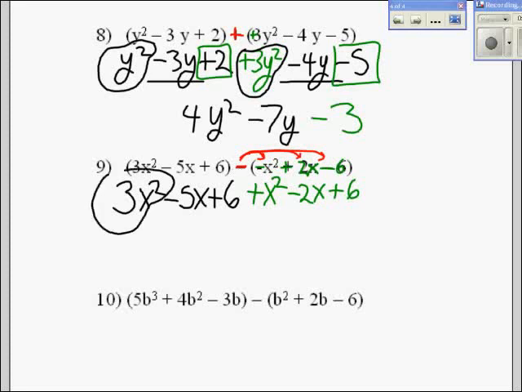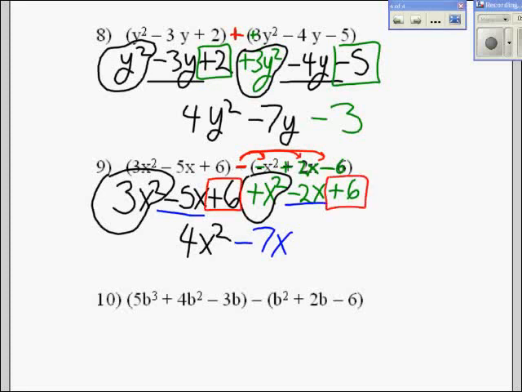So we're going to put together our 3x squared with our x squared, and that is 4x squared. Next, we're going to put together minus 5x with minus 2x. That gives us minus 7x's. Last, I'm putting together my plus 6 with my plus 6, and that gives us plus 12. Again, please note how I'm being careful to include the sign on the term.